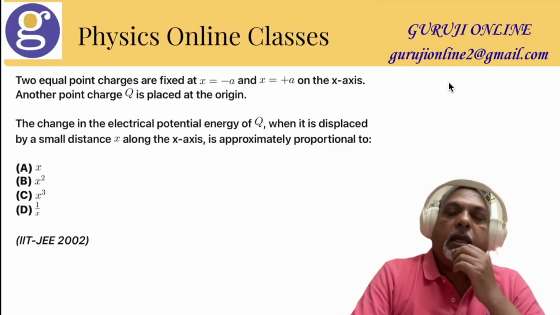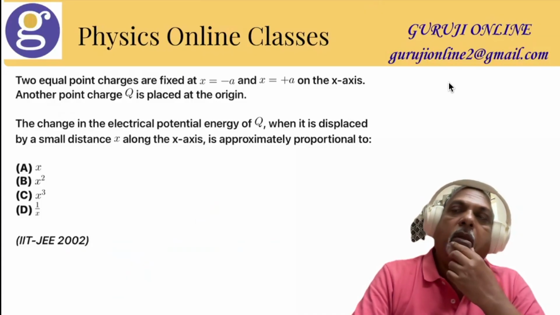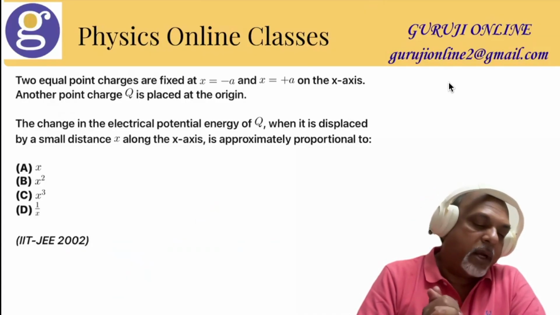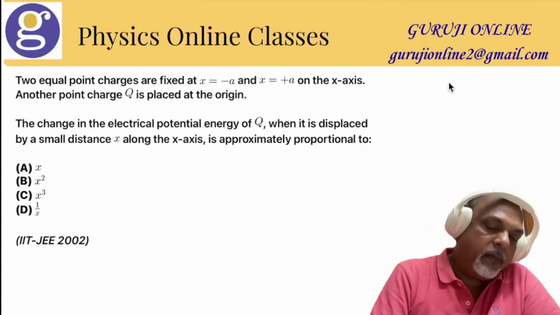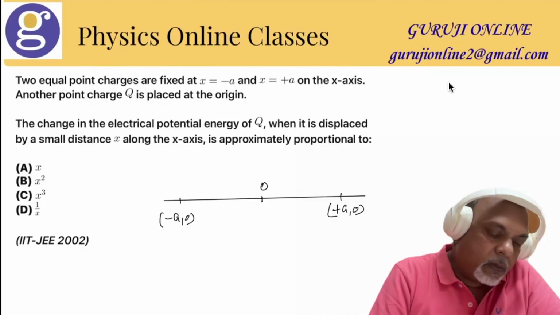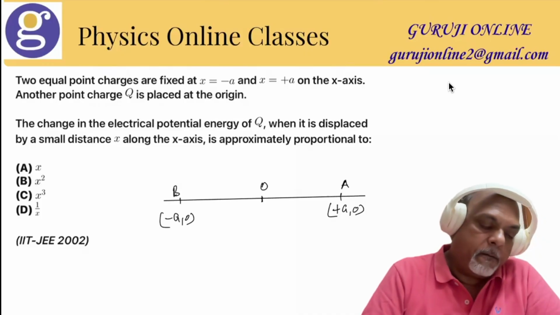Now let us take a look at another problem. This has also come in IIT JEE in 2002. It says two equal point charges are fixed at x equal to minus a and x equal to plus a on the x-axis. Let us draw the figure first. This is suppose the origin, and this is plus, and this is minus. We can name this point as A, and this point as B.